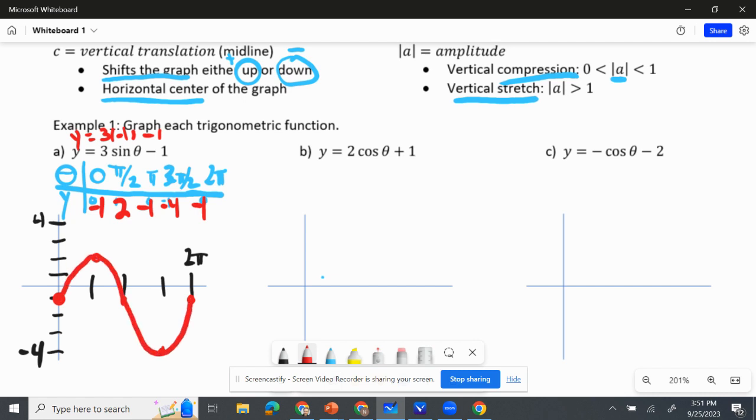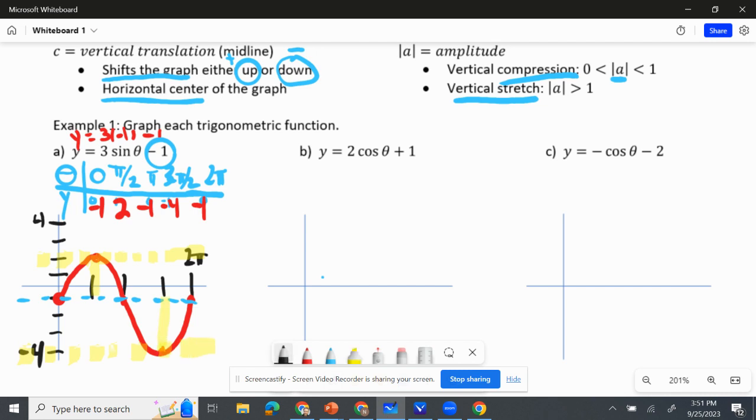What you'll notice is that my midline is at -1 because of the -1 right here. Notice that there's a maximum that has a distance of 3 and a minimum that has a distance of -3.